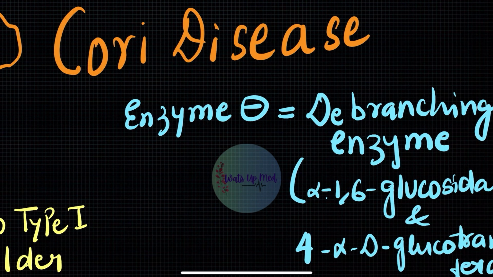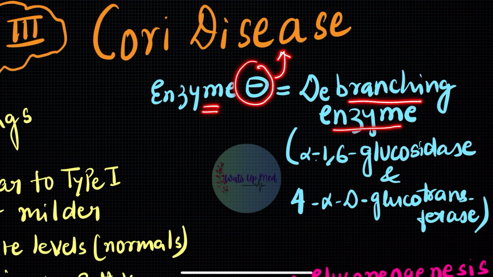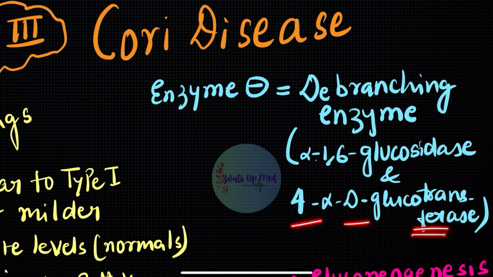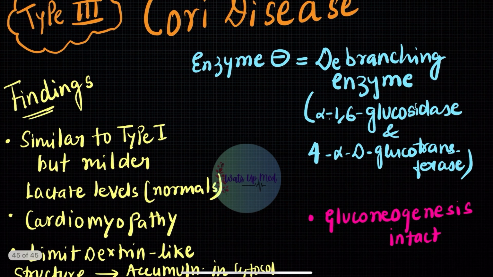Now let's continue with type 3 glycogen storage disease, which is CORI disease. Now CORI disease, the most important thing is the enzyme. Which enzyme deficiency caused this disease? So the enzyme is debranching enzyme, which is also known as alpha 1,6 glucosidase and 4 alpha D glucotransferase. Okay, so you have to remember the enzyme. It is very important and it's generally asked in the exams.